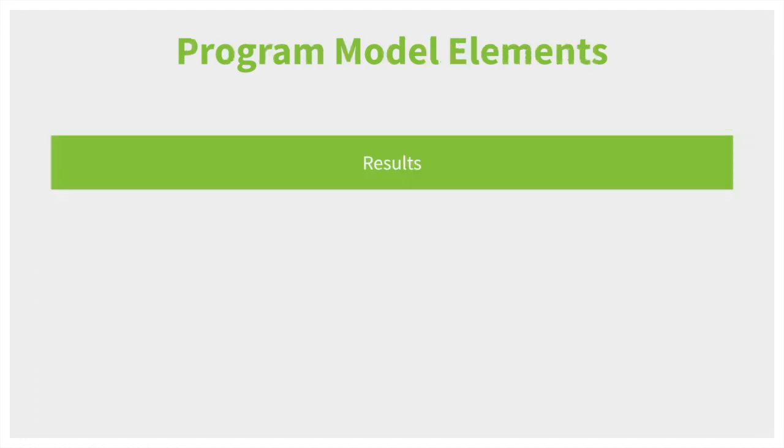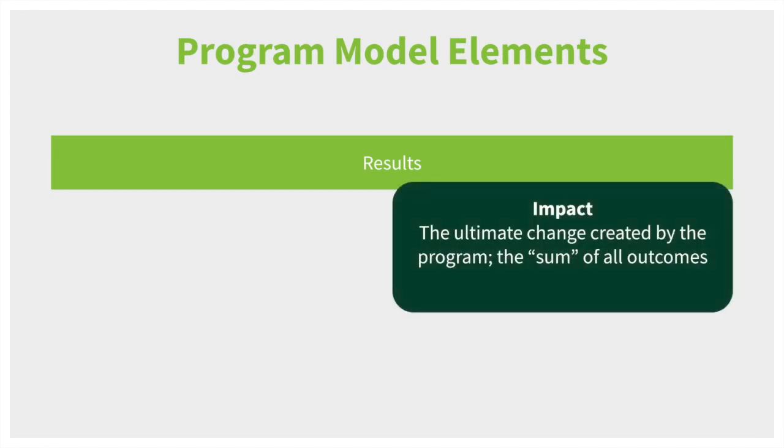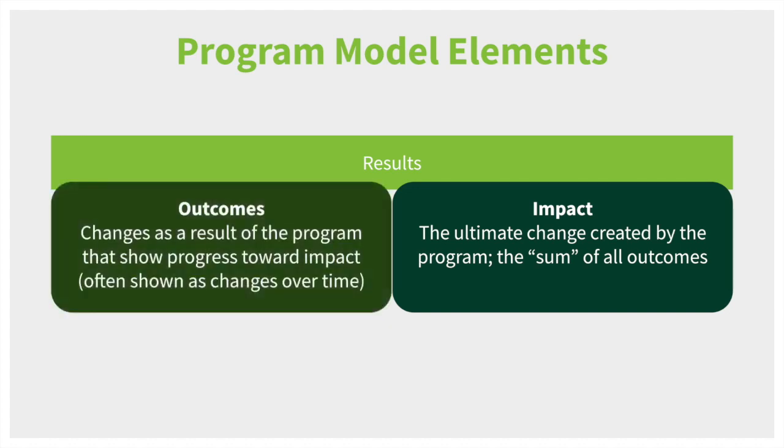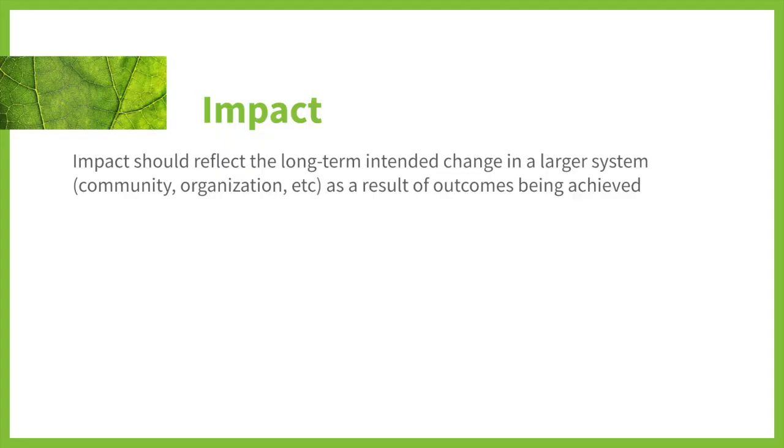Let's start by taking a look at the results side of the program model. Impact is the greater change created by the program. You could also think of impact as the sum of all of your outcomes together, plus additional time. Outcomes are your desired or expected changes that occur as a result of your program activities. They are often shown as changes over a length of time, starting during or just after the program and continuing for some time after the program. Let's focus on impact first.